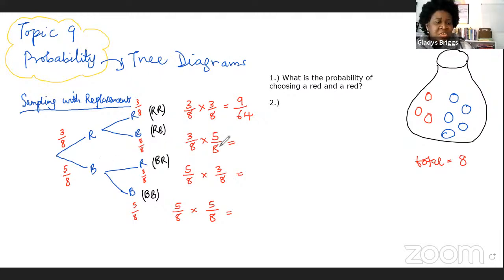Sally, you need to put it in your calculator and times them, okay? You need to put them into your calculator and multiply them out. This should give you 15/64 and 15/64 and 25/64.